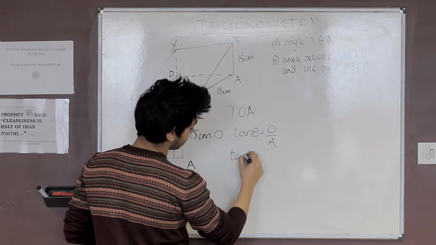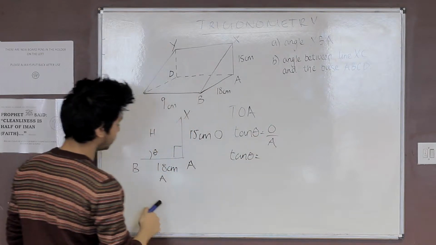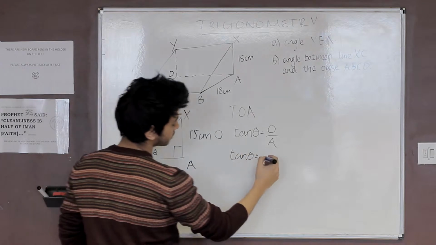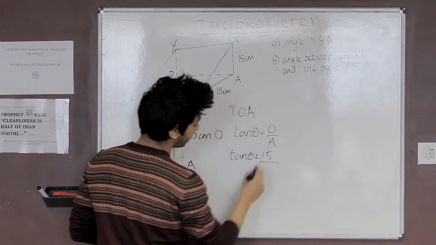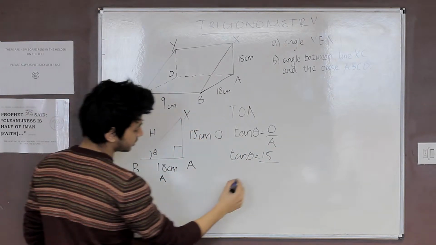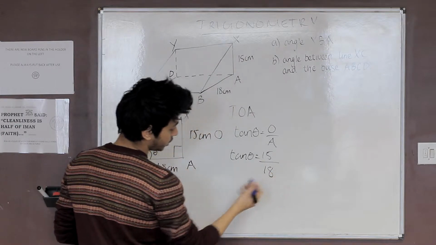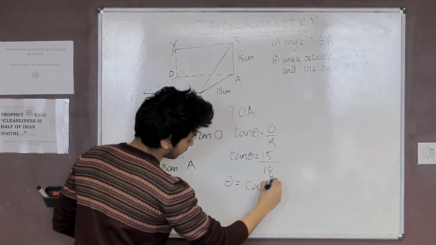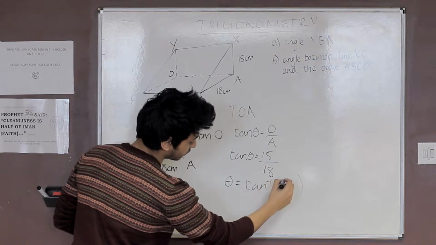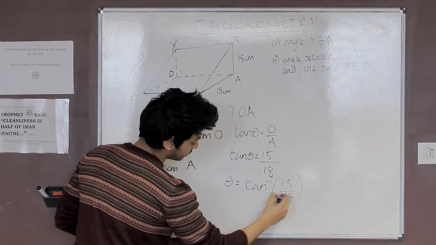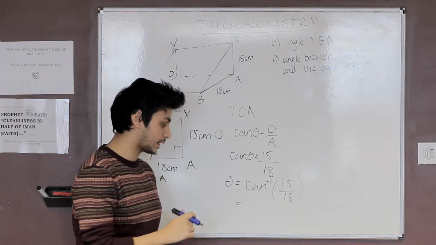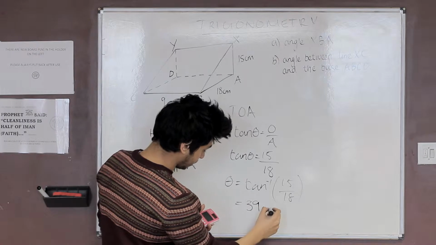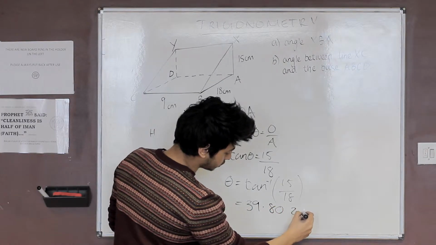If you plug in these values, our opposite side is 15 centimeters, and the adjacent is 18 centimeters, so tan theta equals 15 over 18. I'm just going to rearrange this, so we get theta equals tan inverse 15 over 18. If we plug this into our calculator, we get 39.80 to 2 decimal places.